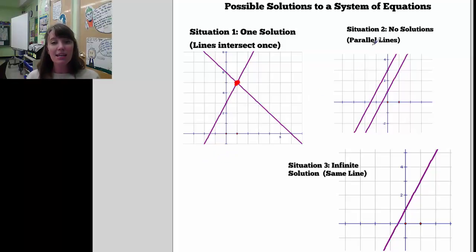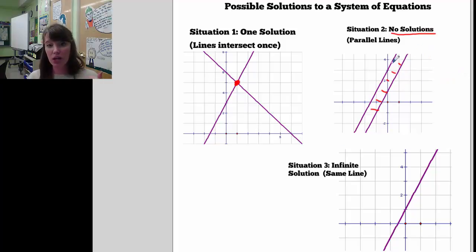Okay. Now, situation number two, you could actually have lines that are drawn parallel, which means parallel lines never cross, right? They always maintain the same distance away from each other. They never cross. So this is a system of equations with no solutions. Okay. And we looked at this in the last module when we talked about equations. When you set them equal to each other, there are some equations that have no solutions.